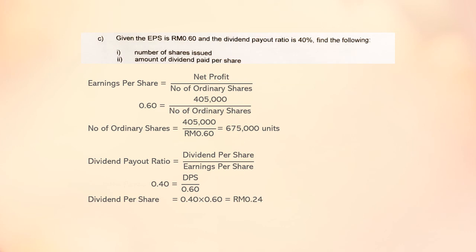For dividend payout ratio, the formula is DPS divided by EPS. So put in the figures here, 60 cents, and dividend payout ratio to be at 40% or 0.4. So you times the two figures, you get 24 cents. Easy. It's quite easy.